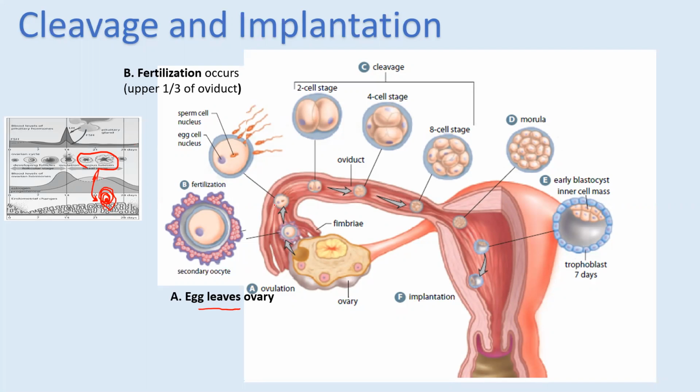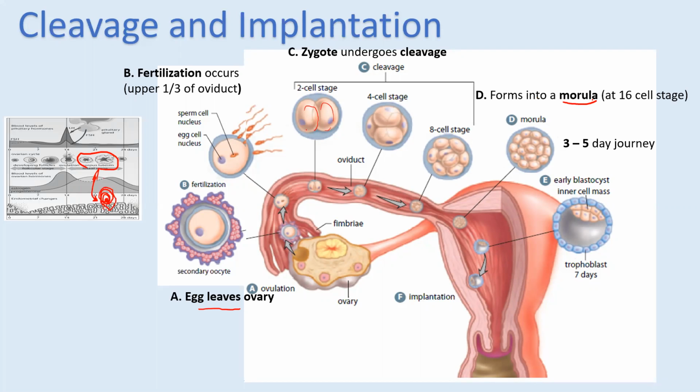Fertilization occurs in the upper third. The zygote, it's now called, the fertilized egg, undergoes cleavage. Now, the cleavage is just the splitting of the cells, the first set of cells. And this forms a little berry called a morula, a 16-cell stage. That takes about 3 to 5 days before the morula eventually implants. Now, the blastocyst is the next stage after the morula.